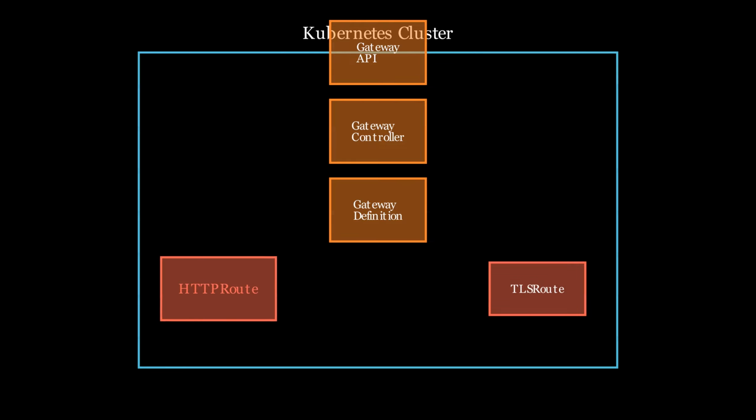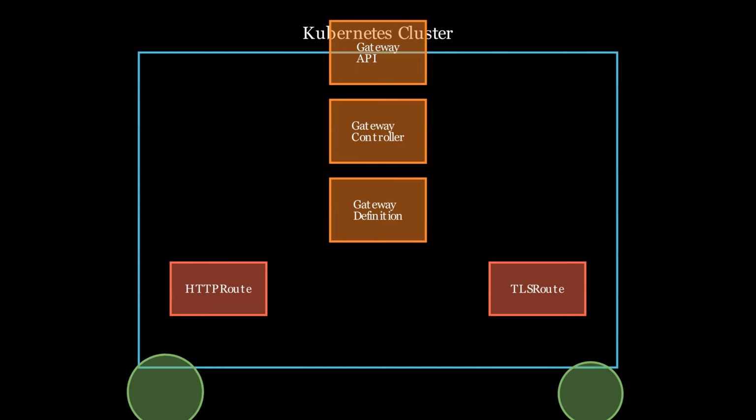To the sides, we have routes like HTTP route and TLS route. These define how specific types of traffic should be handled. HTTP route handles HTTP traffic routing, while TLS route handles TLS termination and routing. At the bottom, we have applications A and B, which receive the routed traffic based on the routing rules defined in the route resources. These are the actual services that process the incoming requests.